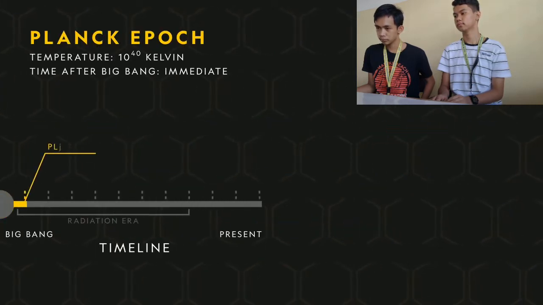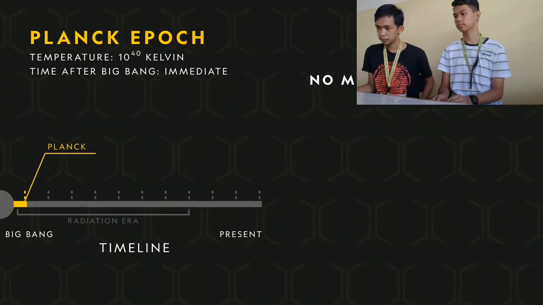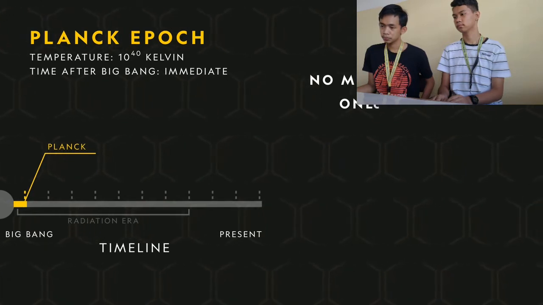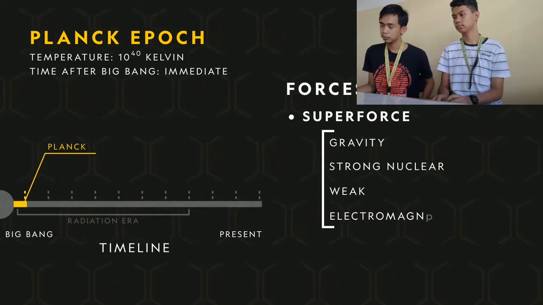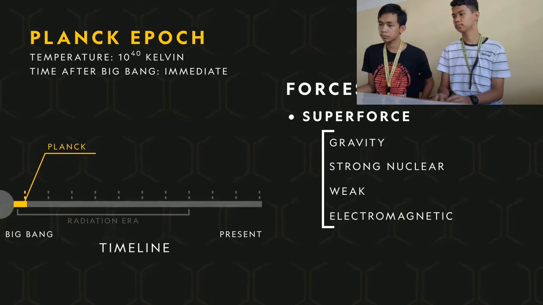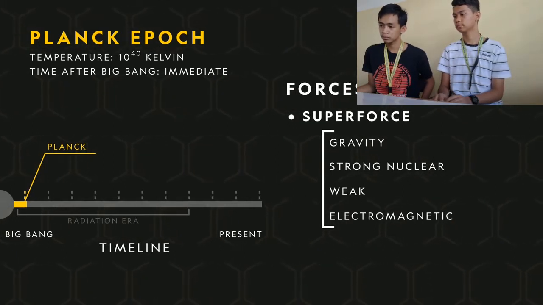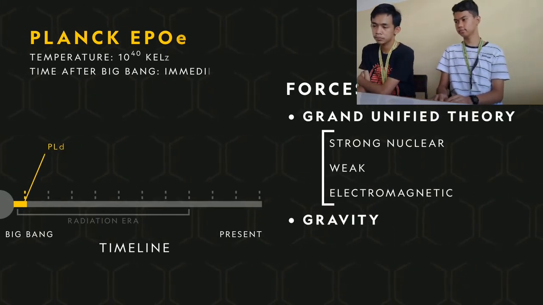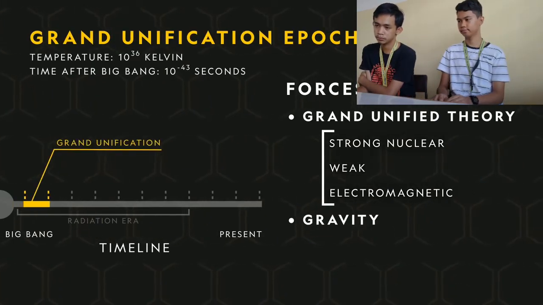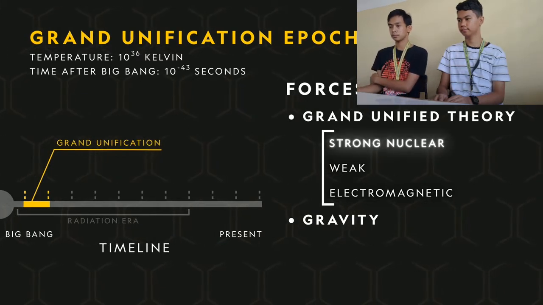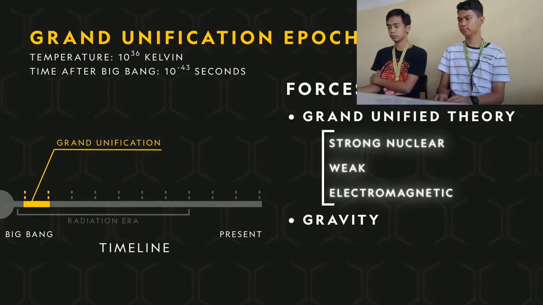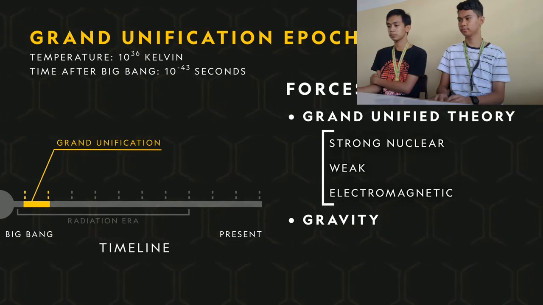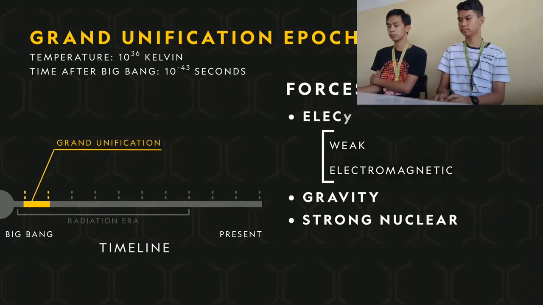The earliest is the Planck epoch. No matter existed in the universe at this time, only energy and the ancestor to the four forces of nature, the superforce. At the end of this stage, however, a key event occurred in which gravity split away from the superforce. Next came the Grand Unification epoch, named for the three remaining unified forces of nature. This epoch ended when one of those forces, called strong or strong nuclear, broke away.